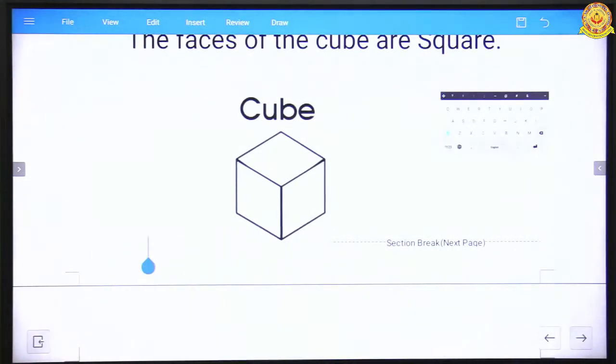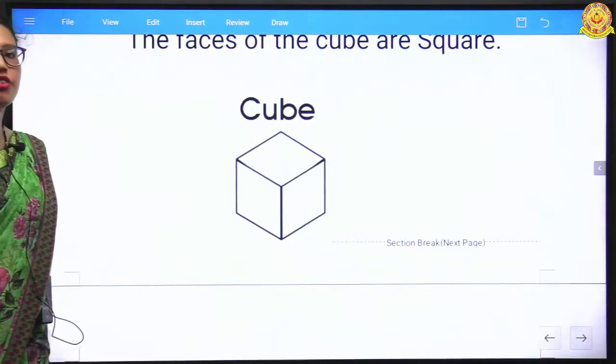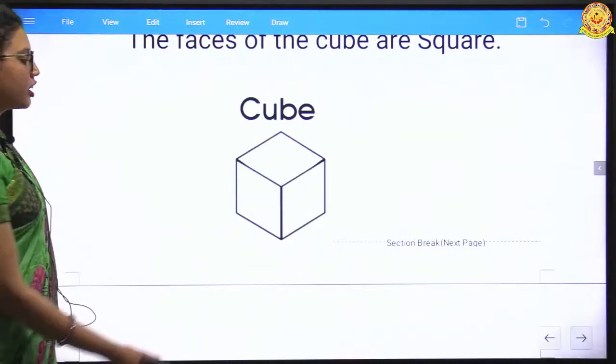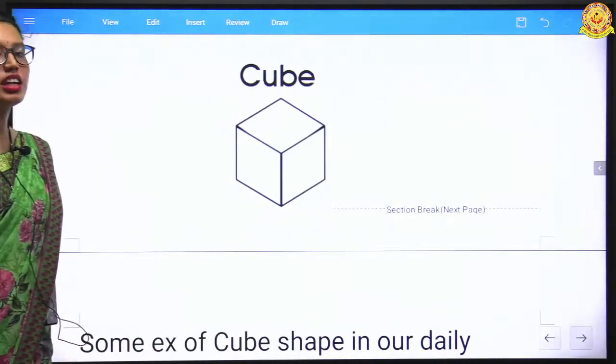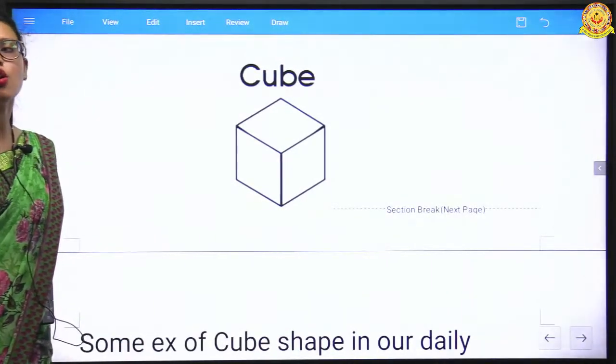The face of a cube is looking like a square. If you have ever seen a cube, sometimes it looks like a square, but it's three-dimensional, so it's called a cube.